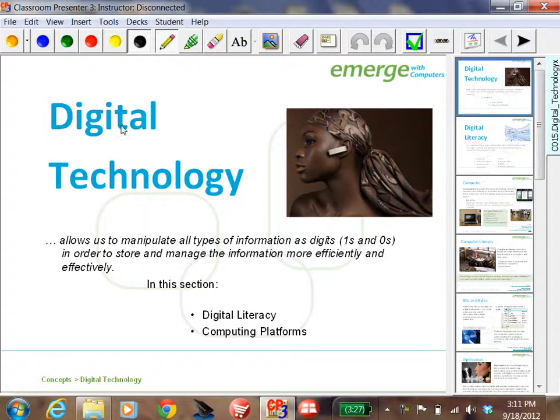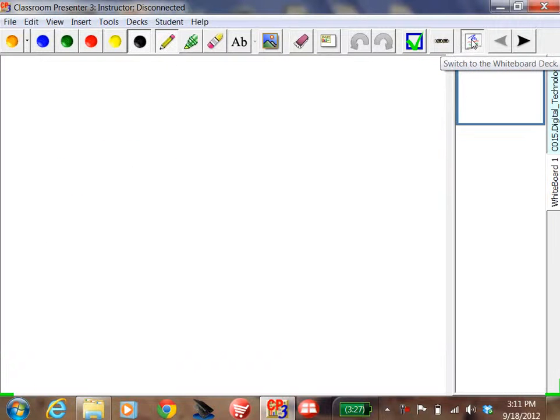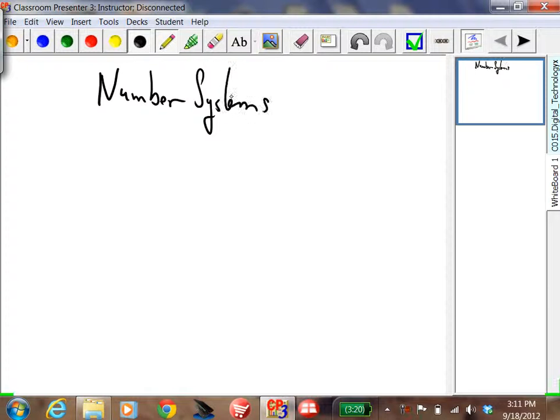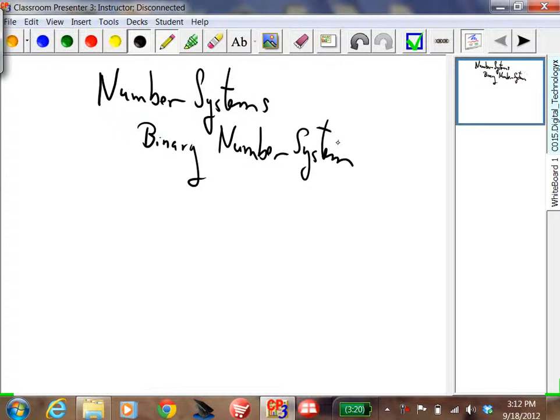Okay, I'm going to go back to digital technology again. What do I expect you to know in the field of digital technology that might be on a quiz? Well, I expect you to know about number systems. I particularly expect you to know the binary number system, the octal number system, and the hexadecimal number systems, and of course the decimal.